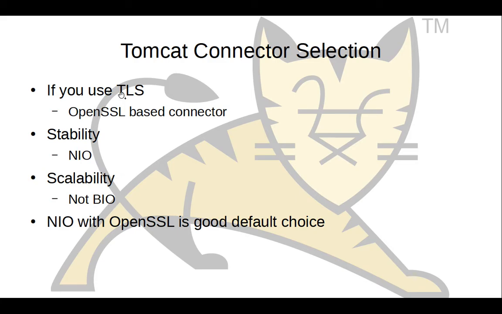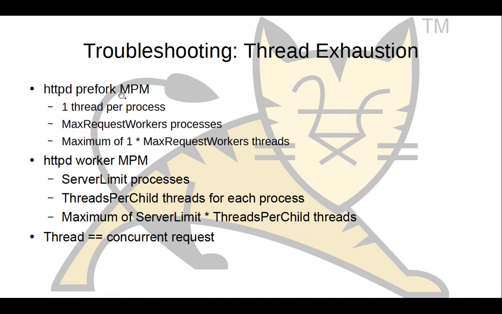What can go wrong? Thread exhaustion is the first one. And to understand what's going on here, you need to understand the threading models in HTTPD. So if we look at a couple of examples, if you're using the prefork MPM, there's one thread per process, and you can set the maximum number of processes. So the maximum number of HTTPD threads is basically whatever you've set your MaxRequestWorkers to. There will be no more HTTPD threads than that. If you're using the worker MPM, the number of processes is set by ServerLimit, but each process can have multiple threads, so you need to multiply the two together, and your maximum number of threads is ServerLimit times ThreadsPerChild.